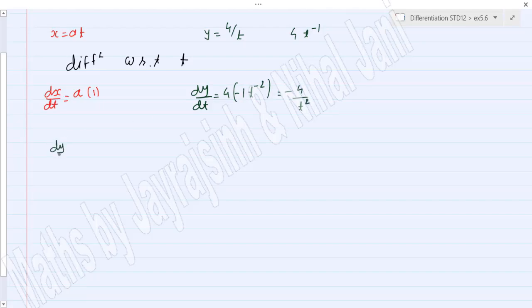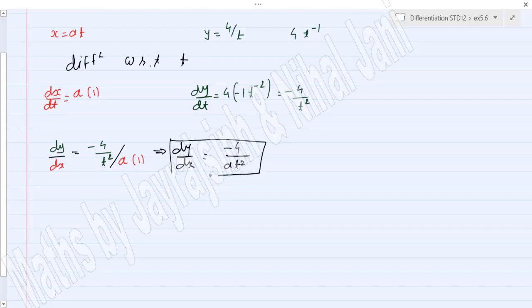Now we are ready for dy by dx. In the numerator we will get dy by dt, upon your dx by dt, which is your a. So finally we will get dy by dx is equal to minus 4 upon at square. Ta-da!